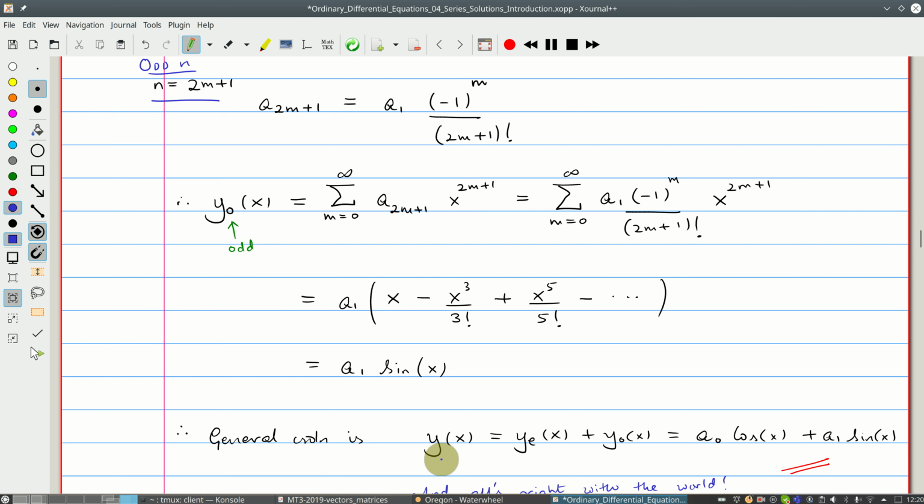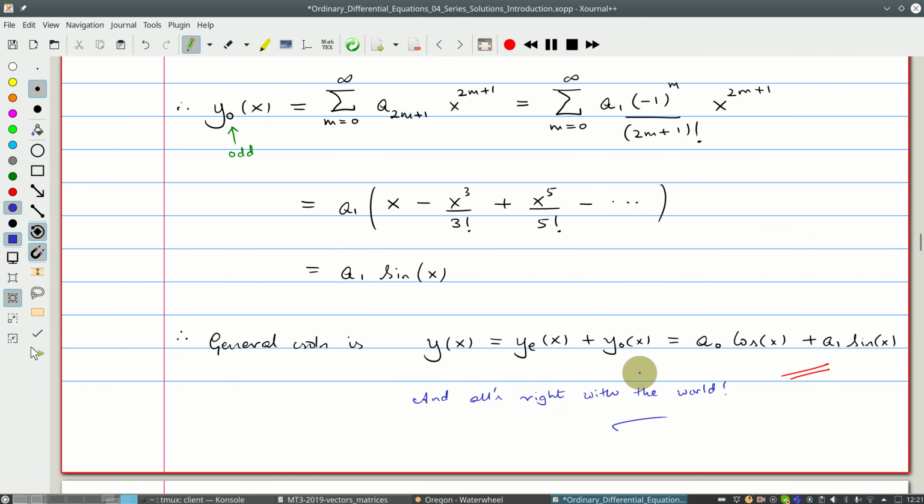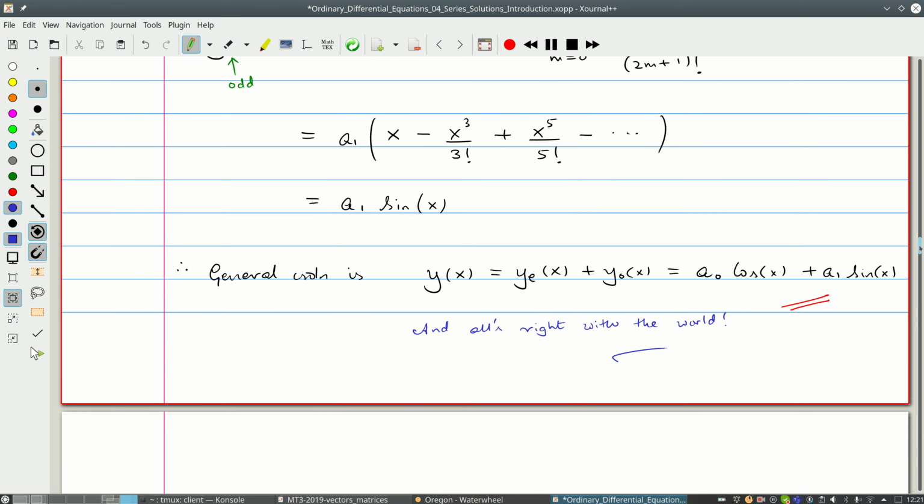So the general solution then is y is equal to an even solution plus an odd solution. So it's a naught times the cos of x plus a1 times the sine of x. And you should be happy, all's right with the world, because this is indeed the solution you would get by solving y double prime plus y is 0 using any of the methods we have discussed previously. The method I would use here is, it's got constant coefficients, so you can use the method of constant coefficients. Good.